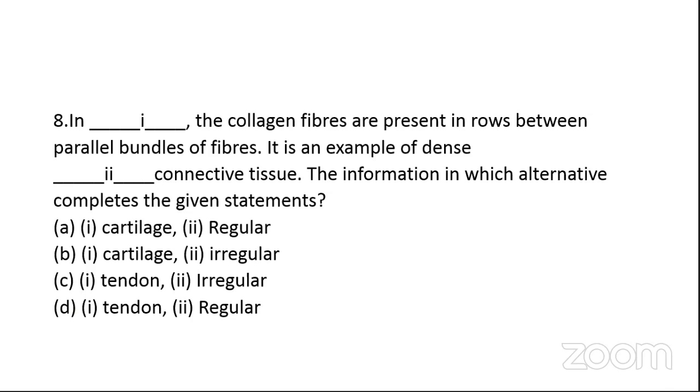Then eighth one. Answer, students. In blank, the collagen fibers are present in rows between parallel bundles. It is an example of dense blank connective tissue. It has to be regular. So if they are arranged parallelly, it is regular. So this will go off. So it is tendon. It is not cartilage. It is tendon.